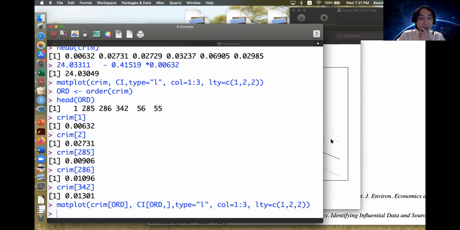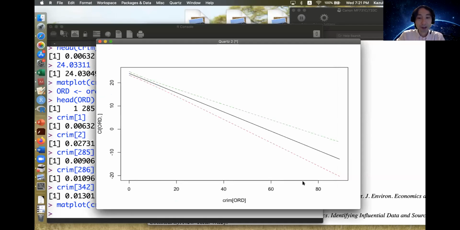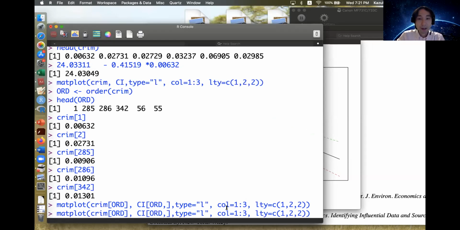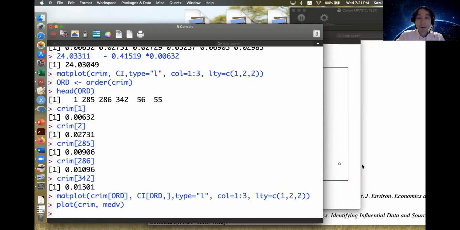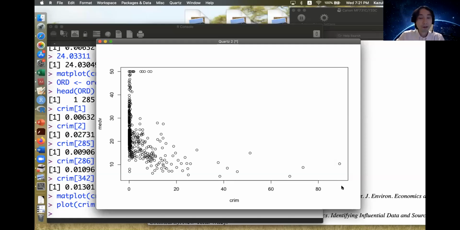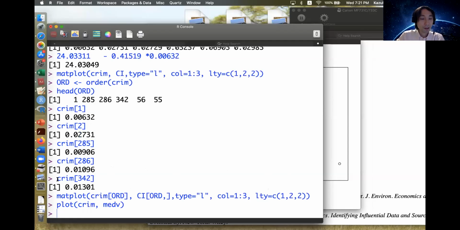Yeah, we can overlay the plot also, but we have to match the x-axis and y-axis, so we have to be a little careful. Scatter plot, crime rate, the range is maybe 0 to 100 crime rate. That is fine. Then median house value is 0 to 50.